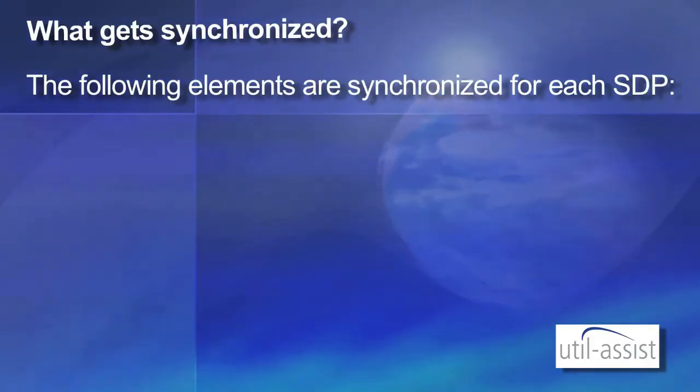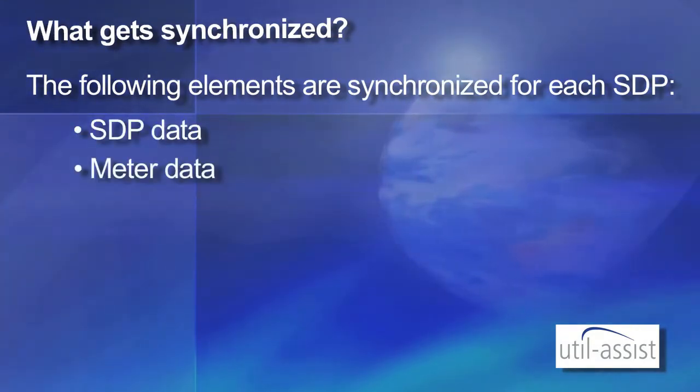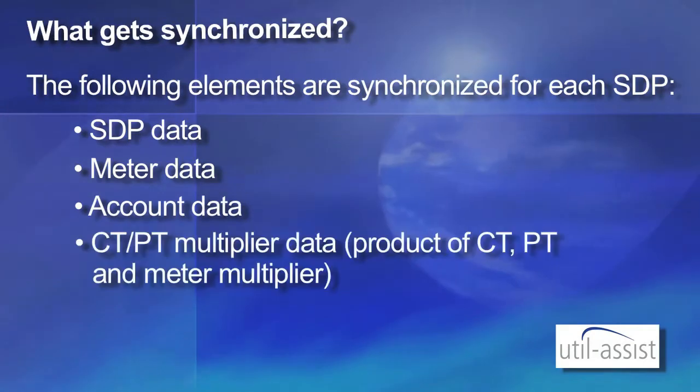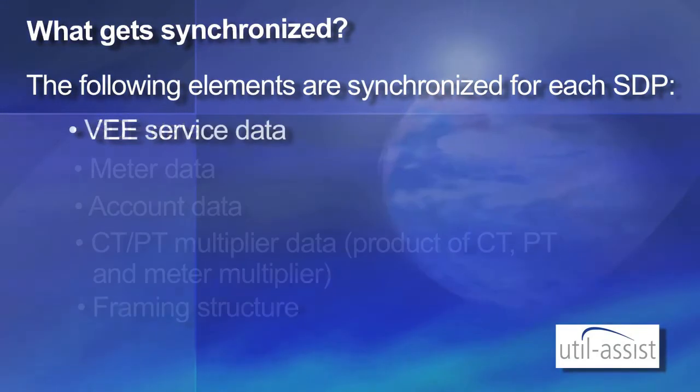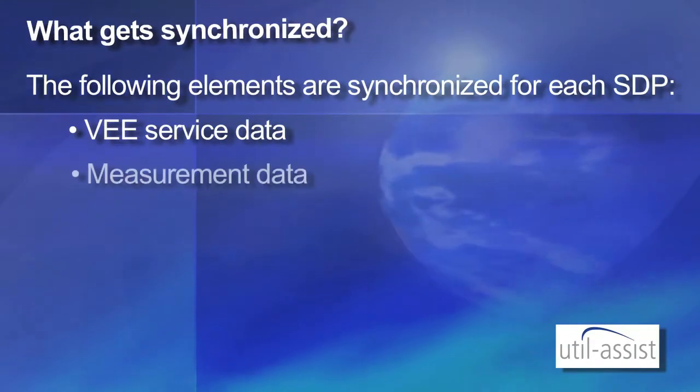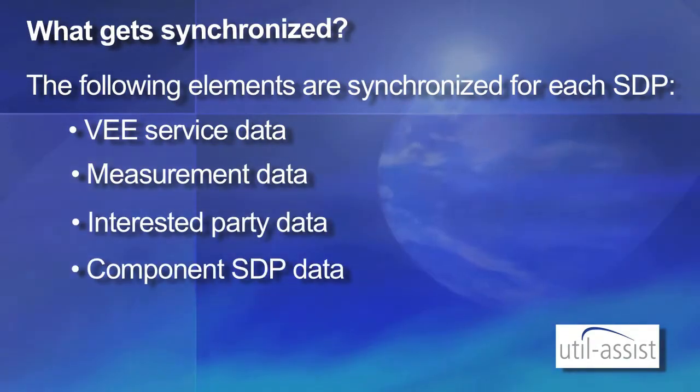The following elements are synchronized for each SDP: SDP data, meter data, account data, CT-PT multiplier data, which is the product of CT, PT, and meter multiplier, framing structure, VEE service data, measurement data, interested party data, and component SDP data.